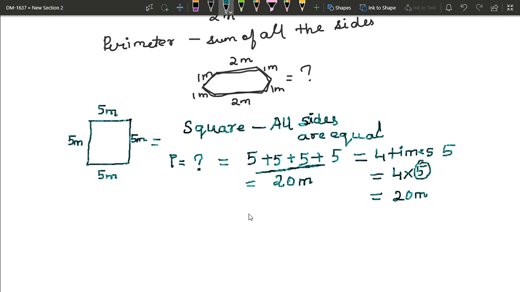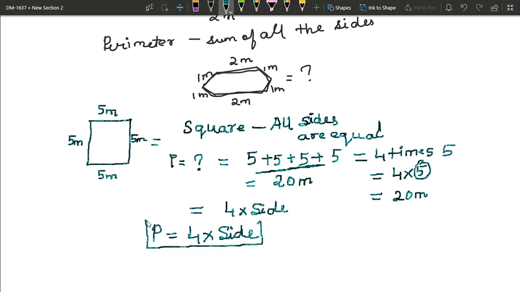So, can I also write the perimeter of a square as 4 times side? Because you just saw here I am doing 4 into 5 and 5 is nothing but the side. So you must be wondering how it is 4 into side. So this is the reason why the perimeter of a square is 4 into side. So this is the perimeter of a square.